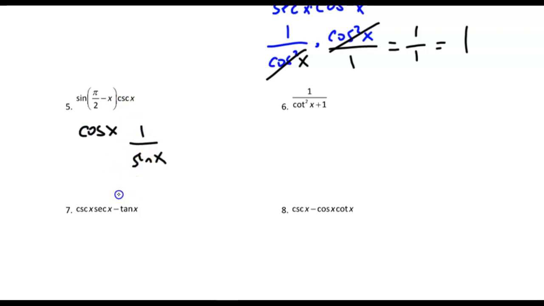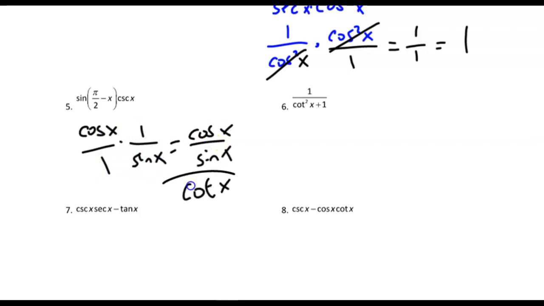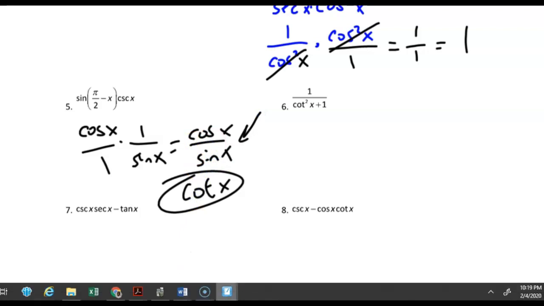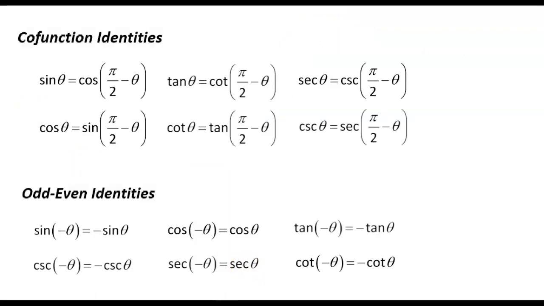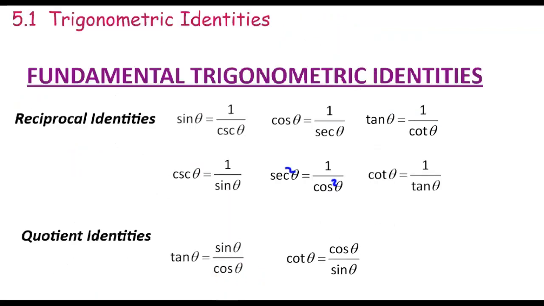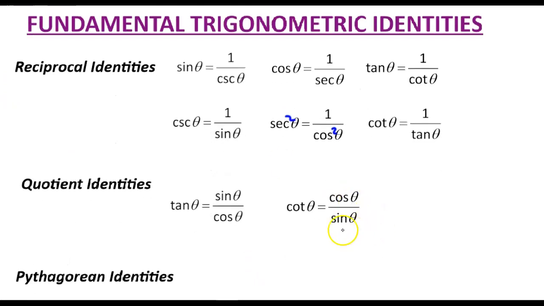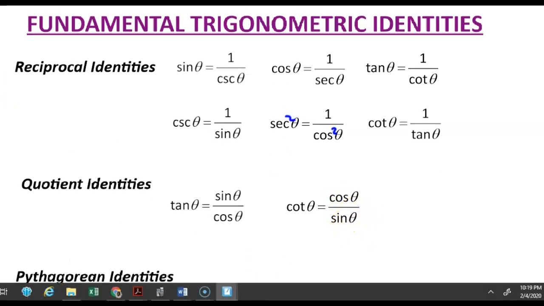I know I'm doing this kind of fast, but I'm just trying to give you something to get you started. So if you multiply straight across, you get cosine x over sine x, which is cotangent x. If you look, this is on your quotient identity: cosine x over sine x, that's your quotient identity.